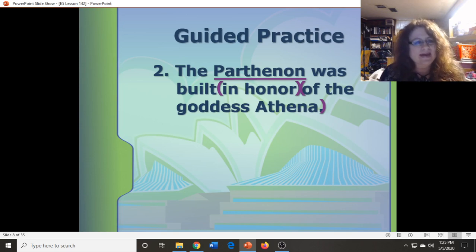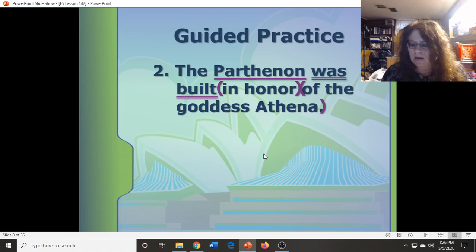We learned about these and we memorized the charts before we went off on distance learning. So hopefully it's somewhere in the back of your brain somewhere, hopefully. So this is a verb phrase. The Parthenon was built. Was is acting as the helping verb. Built is the main verb.